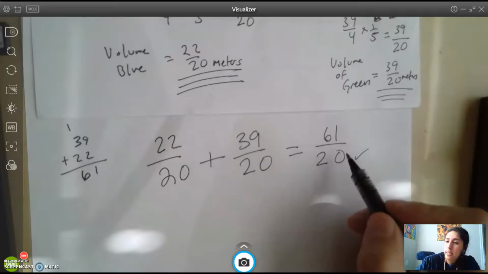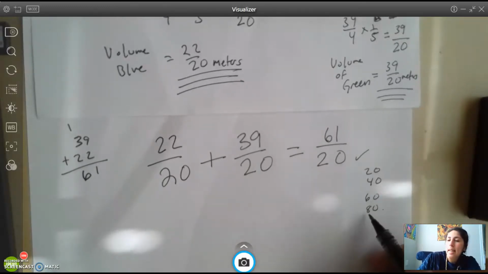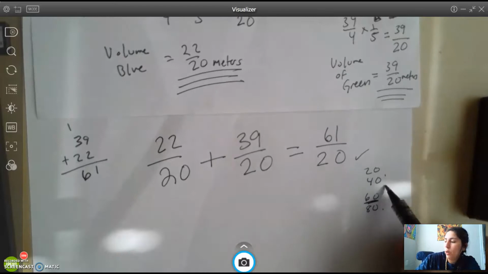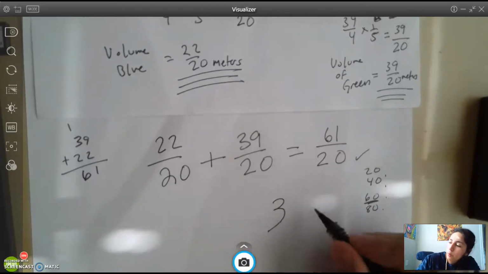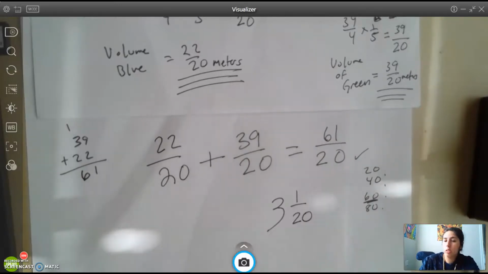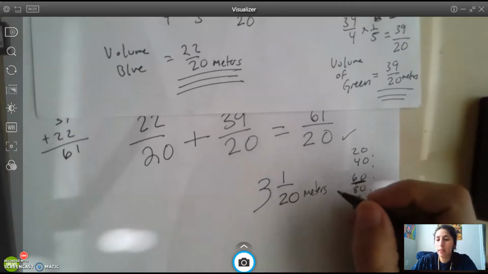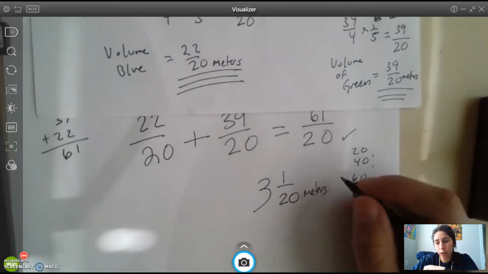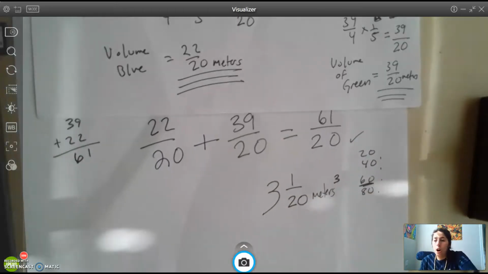All right, so 20 goes into 61. That's 20, 40, I'm running out of multiples, 60, 80. 80 passes it, so I'm at 60. 1, 2, 3. So 20 goes into 61 3 times with a leftover of 1 over the same denominator, 20. And we're talking about meters. Since it's volume, stop and think, what do I need to add to my meters? Because it's volume, cubed. Meters cubed.